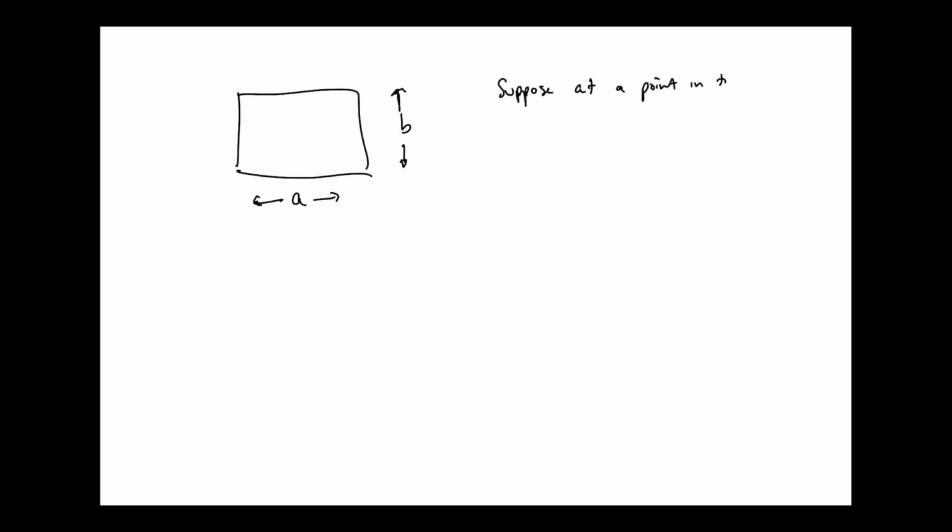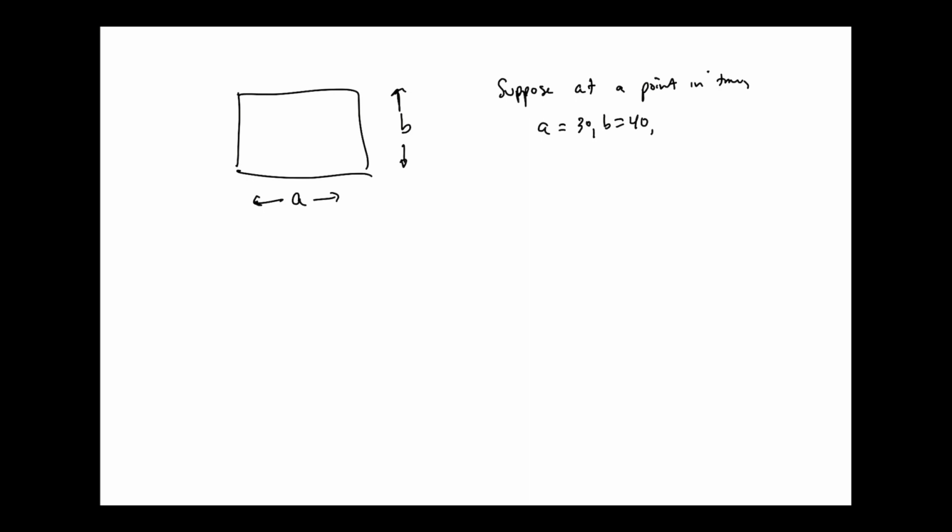Okay, so let's start with a simple one here. Let's suppose that we've got a rectangle, and let's say it's A units this way and B units this way. And suppose at a particular point in time, we have A equals 30, B equals 40, and then the next thing is that A is increasing at a rate of 2 units per second, okay?